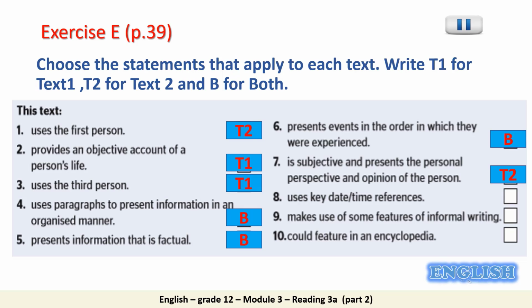Good. If I tell you 1928, 1947, 1990, what does this mean? Here we are talking about dates and time references. So both texts use key date and time references.